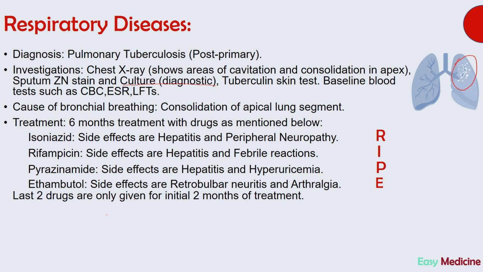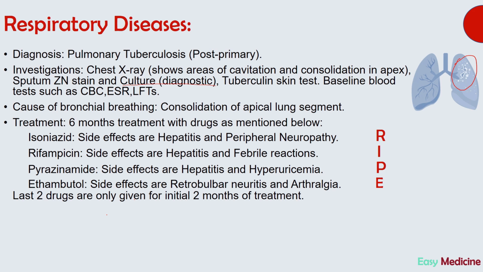So total duration of treatment of pulmonary tuberculosis is 6 months with the following drugs: isoniazid, rifampicin, pyrazinamide, ethambutol. The last 2 drugs, which are pyrazinamide and ethambutol, are given only for initial 2 months, while first 2 drugs, which are isoniazid and rifampicin, are given for the whole 6 months.